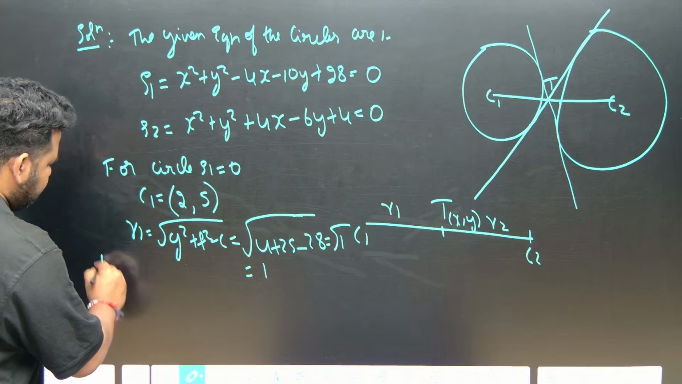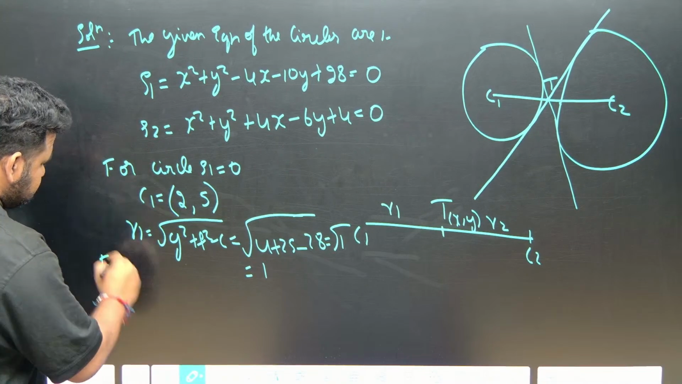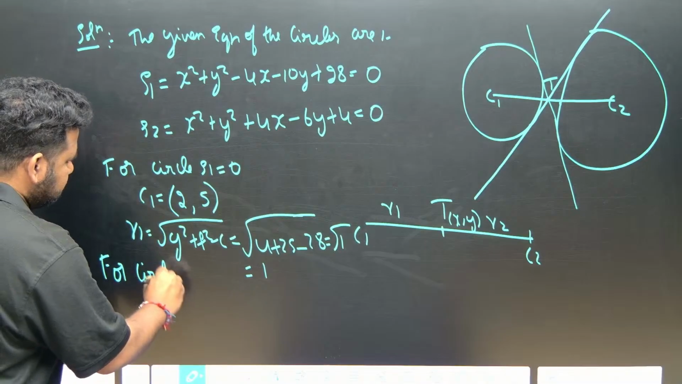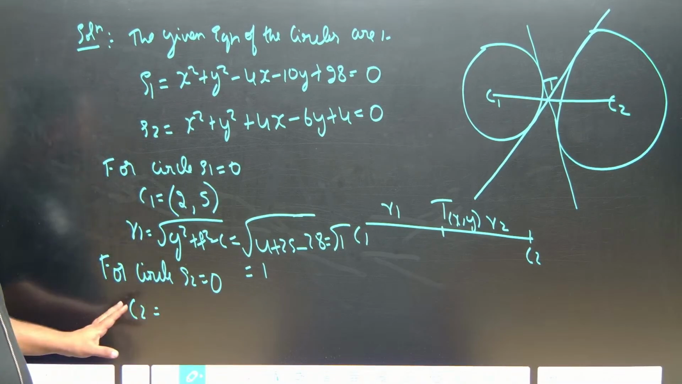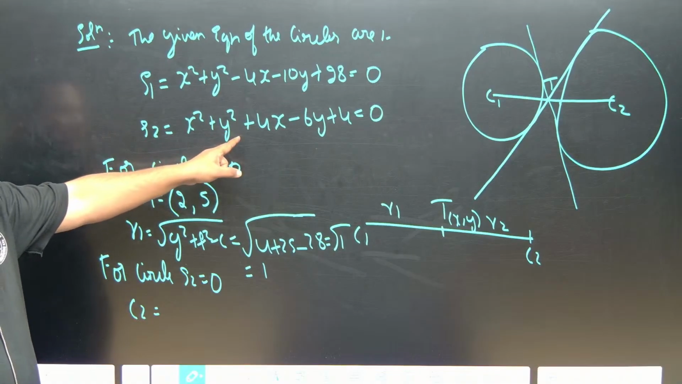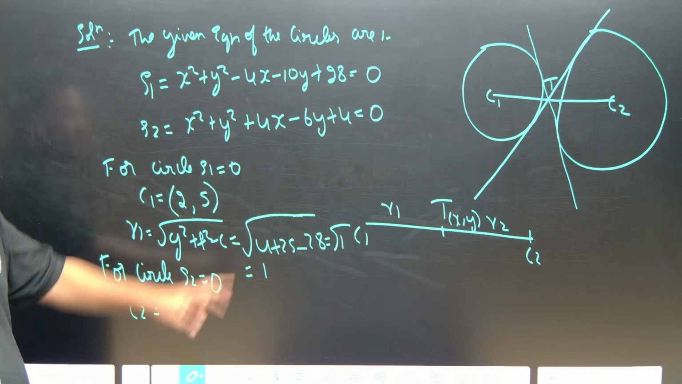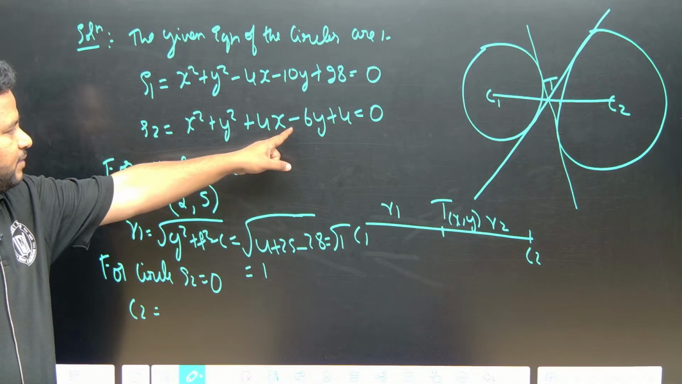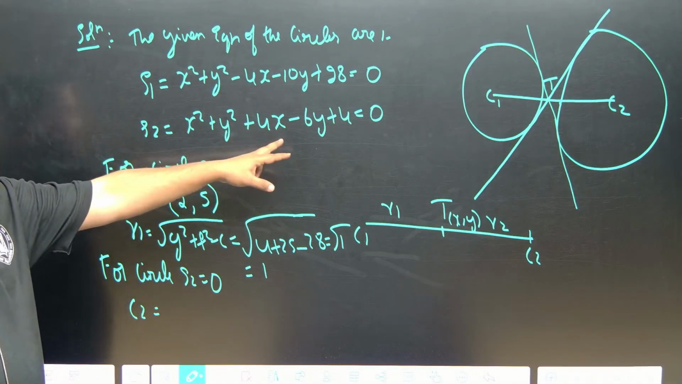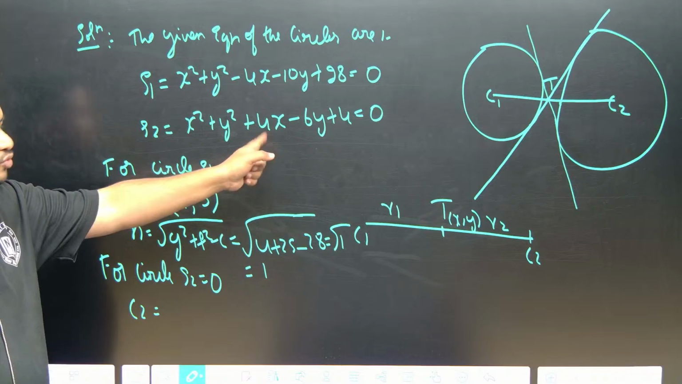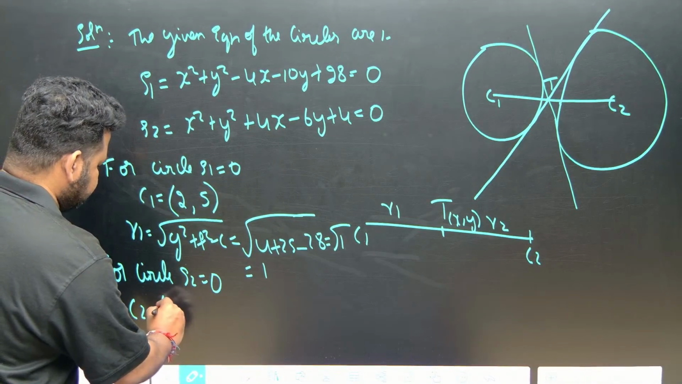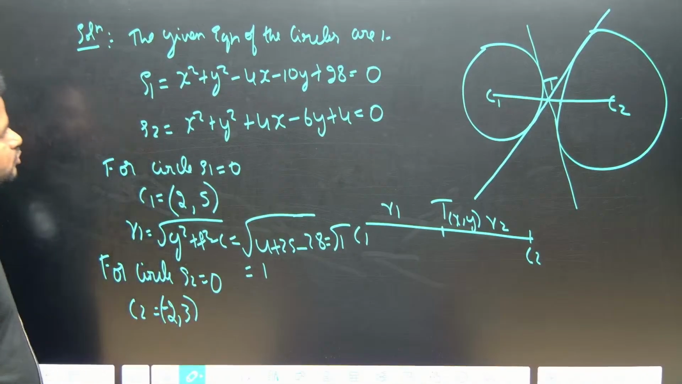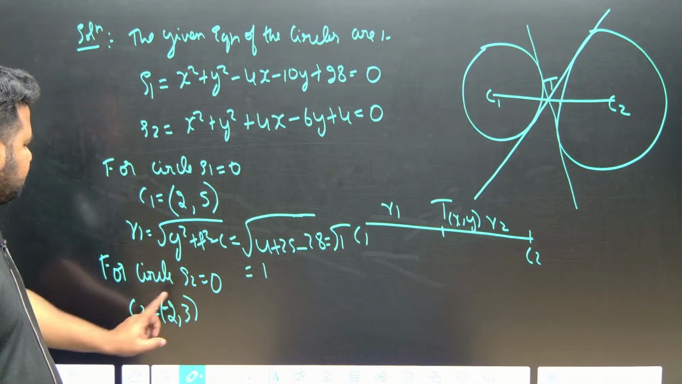So let us talk about circle 2. For S2 is equal to 0, what about the center C2? C2 will be minus 2 comma 3, correct? Here it is 2g equal to 4 and 2f equal to minus 6, so minus g comma minus f means this will become minus 2 comma 3. C2 will be minus 2 comma 3, correct? This will be the center.